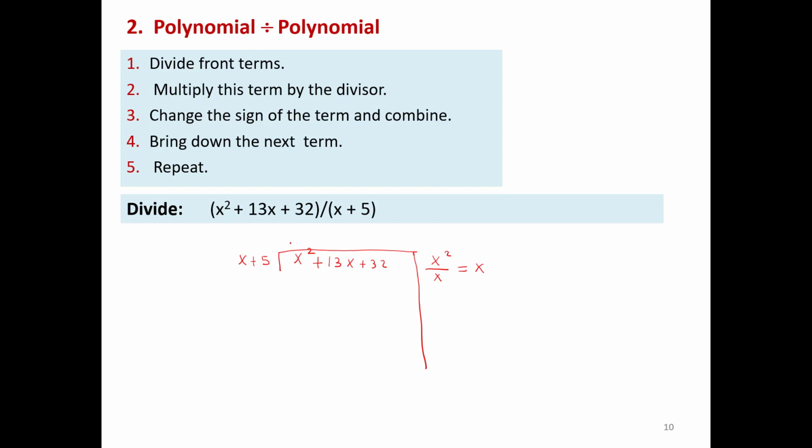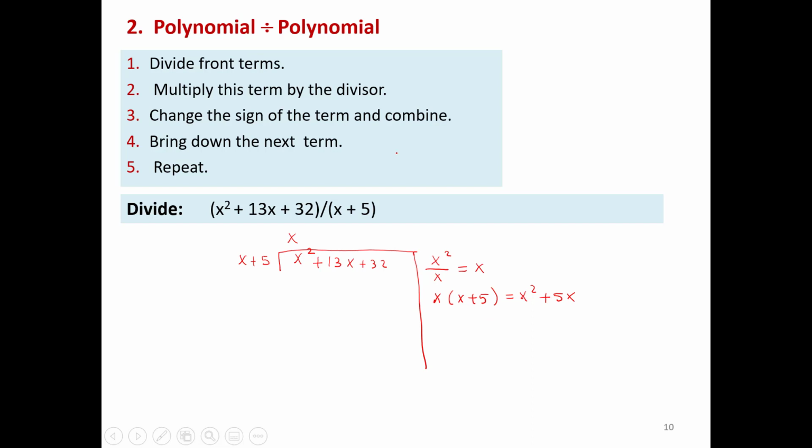Then we write this in the quotient. We multiply this term by the divisor. This is the second step. Let's multiply this one here. If you don't need to write, it's okay, but I prefer to write. This way you avoid any mistake. And x times x is x squared. x times 5 is 5x.